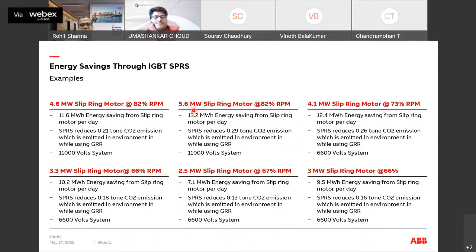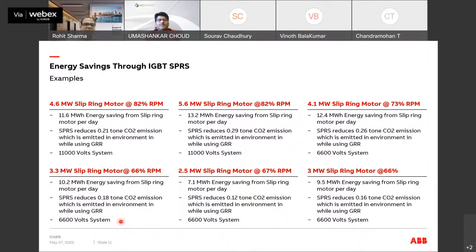Second, the 5.6 megawatt system at 82% speed is saving 13.2 megawatt energy and 0.29 carbon emission. Similarly, it is on the 11 kV system. The 4.1 megawatt system is saving 12.4 megawatt per hour, and roughly 0.26 carbon emission. 6.6 kV is the voltage system.